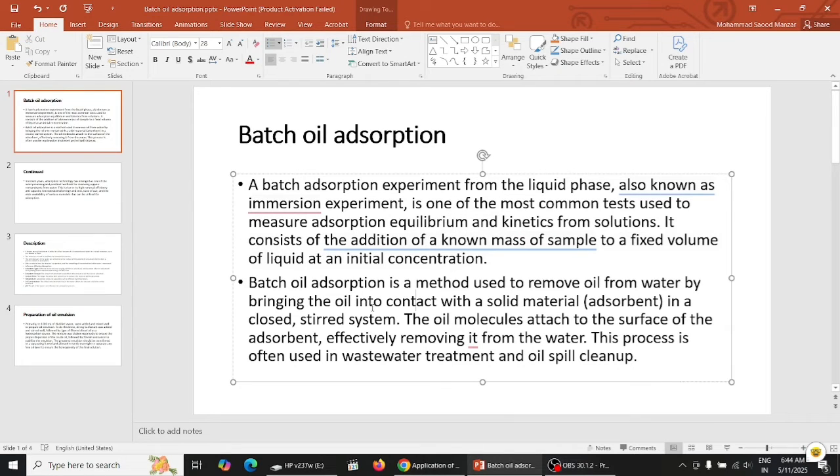Whereas the batch oil adsorption is a tryout that is used to remove specifically oil from the water by bringing the oil into contact with a solid material, which is known as adsorbent, in a closed shaped system or an agitated system. The oil molecules will attach to the surface of the adsorbent. So here the oil is my pollutant, or you can say the adsorbate, to the adsorbent, effectively removing or eliminating it from the water or the liquid phase. This process as a whole is called, in broader terms, wastewater treatment, or also called oil spill cleanup.